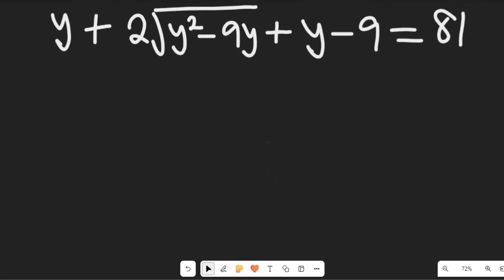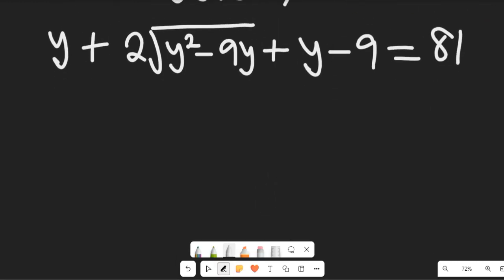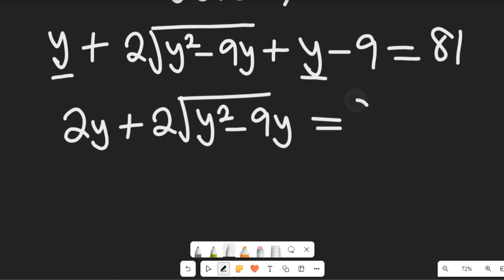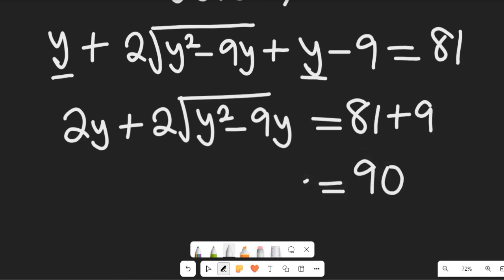So let's simplify this further. If we simplify this further, we're going to have that expression to now give us this y will add this y, and so let's simplify that to become 2y. That will give us 2y plus 2 all to the square root of y square minus 9y, and this will be equal to, let this go over here, and that will give us 81 plus 9, and 81 plus 9 is simply equal to 90.